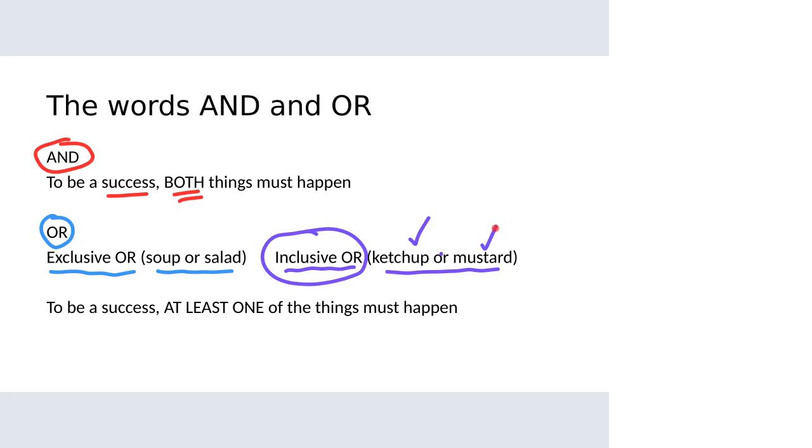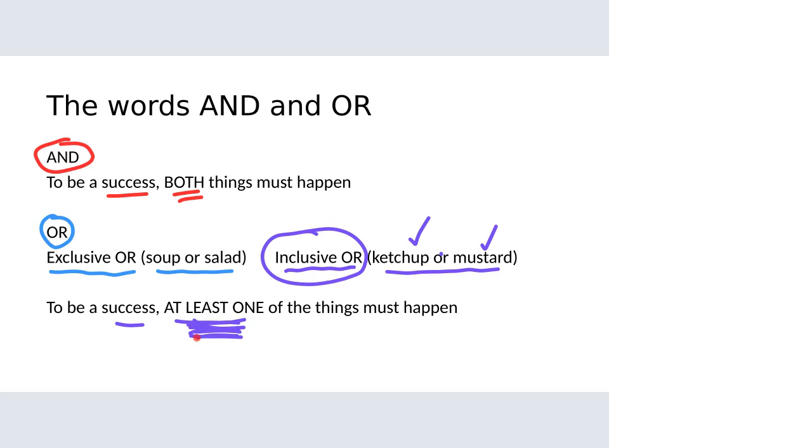That's fine too. And so the way we're going to describe or is, if we see or in a problem, to be a success, at least one of the things must happen. The first thing could happen, or the second thing could happen. And if they both do, that's totally fine. At least one of the things must happen for us to have a success.